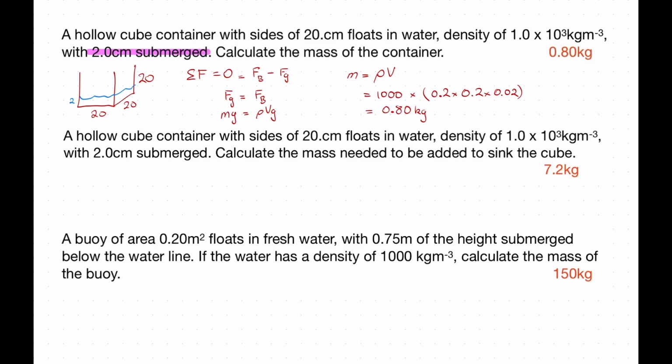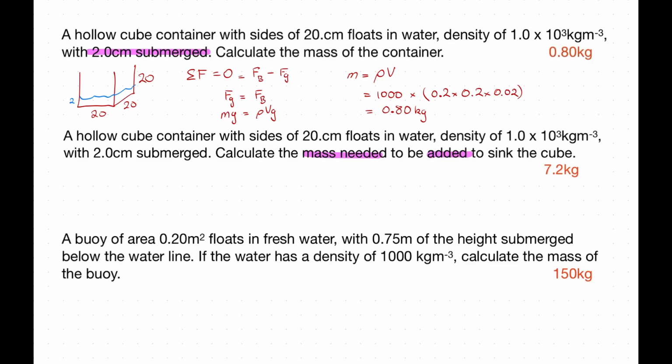In our second one, a hollow containered cube has sides of 20 centimeters. So it's roughly the same question, and it sits there with 2 centimeters submerged. So exactly the same situation as before. What we need to do is calculate the mass needed to be added to sink the cube. So to sink the cube, the entire thing must be underwater. So that means that instead of having just 2 centimeters submerged, we need the full 20 centimeters submerged.